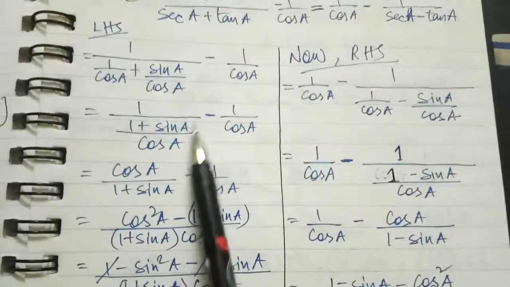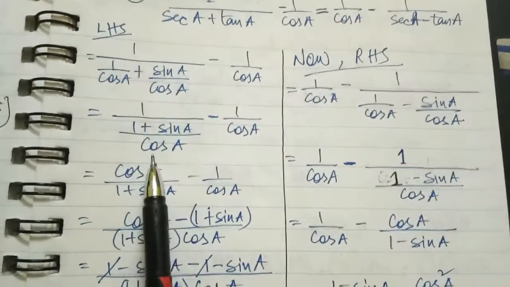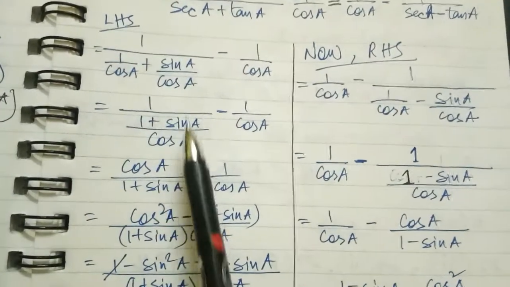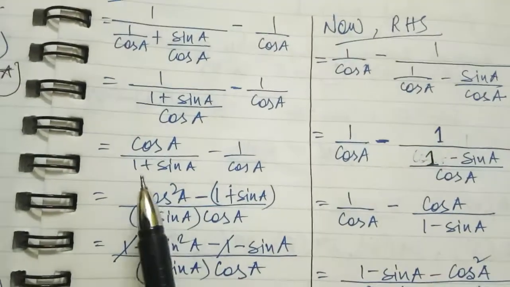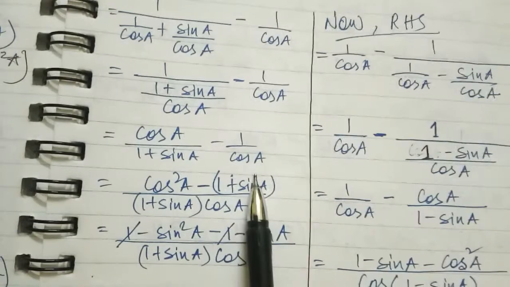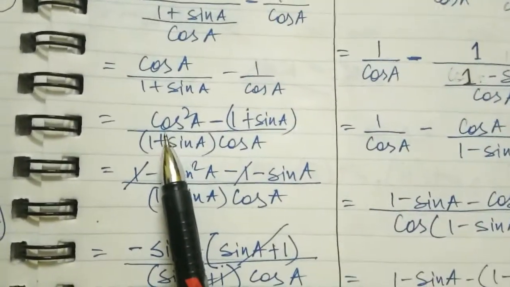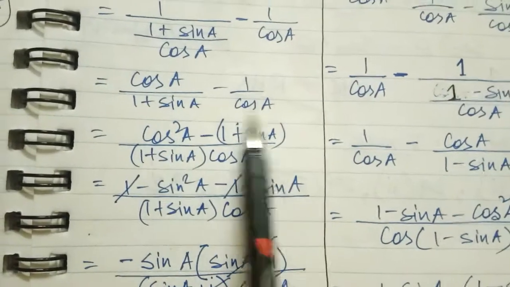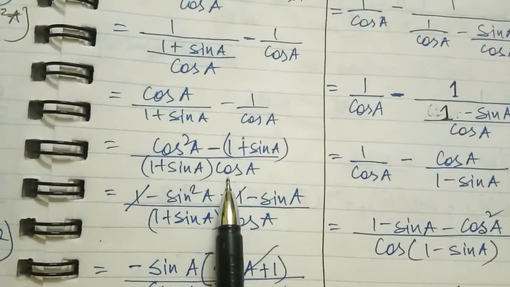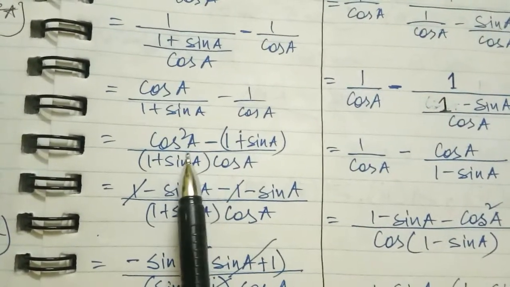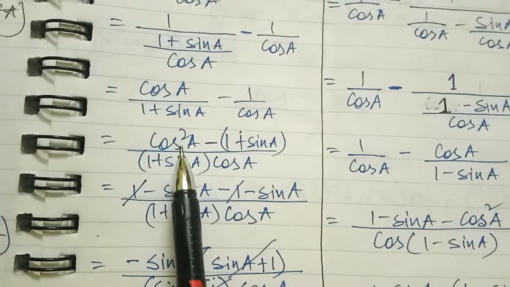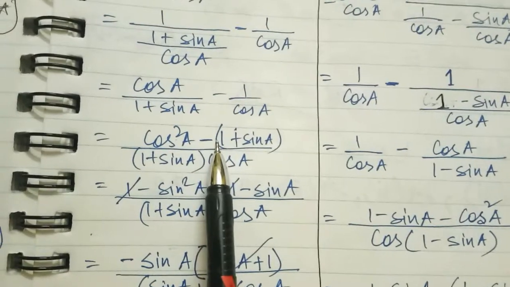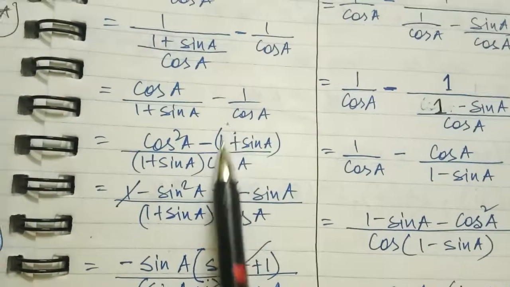Next from here, see, I have taken the LCM. Cos A will be cos A. This will be 1 plus sine A and minus 1. This will be the reciprocal, cos A by 1 plus sine A minus 1 by cos A. Now it is coming cos square A minus. Again I have taken the LCM from here. See, how did cos square A come? This cos and this cos will give cos square A minus what? Minus bracket 1 plus sine.